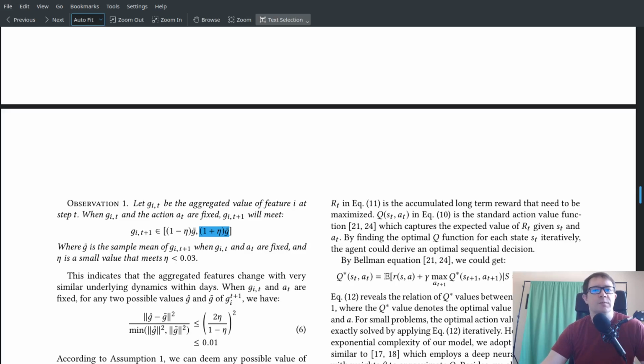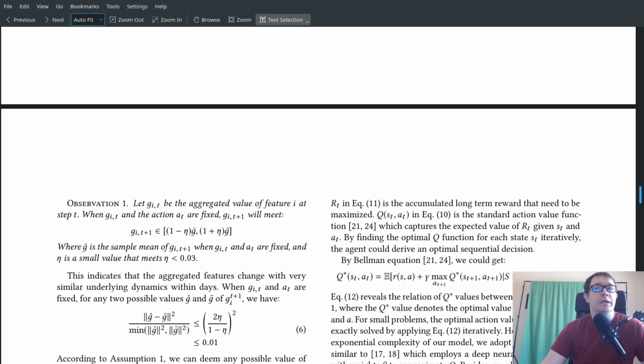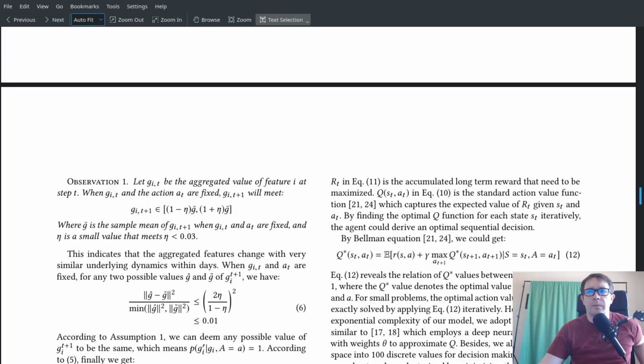So in this case, the time steps are hours, because remember, up here they're aggregating at the hour level. And down here, they're making an observation that between each hour level, they don't vary too wildly. That is not at all the case in the general case. That may be the case in a high volume advertiser with 24/7 advertising, but that's not true in the general case, right? That's highly suspect. And that right away limits the utility of what they're proposing.